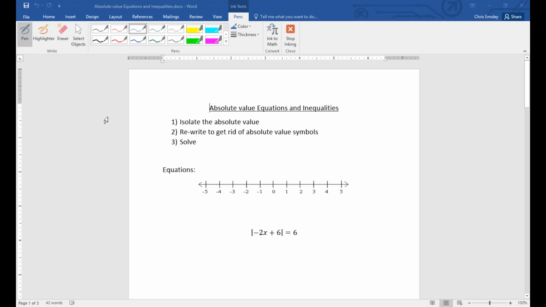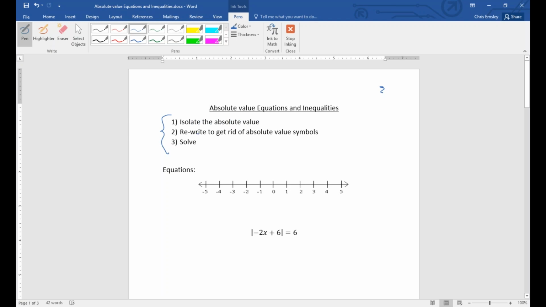Okay, in this video we are going to look at absolute value, and we're going to look at both equations and inequalities and how to solve each of those. For either one, we're going to follow basically the same three steps. First step, before we can do anything else, the absolute value part of the equation has to be by itself. So our first step is to isolate the absolute value.